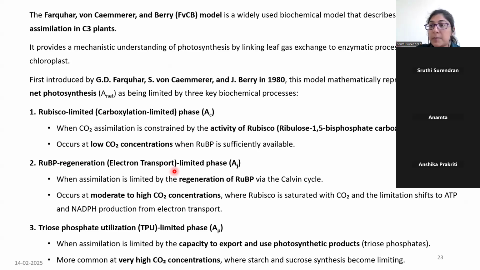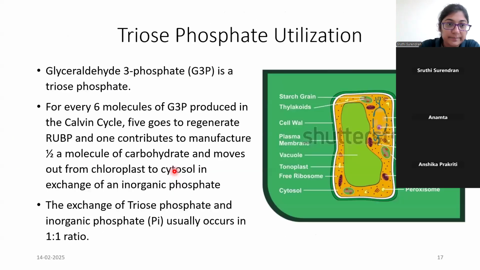So if this RuBP regeneration is not occurring, or if the rate of RuBP regeneration is less, then ADP is not being produced, and again the ATP production during the light reaction is not going to happen. So you need to link the light reaction and the Calvin-Benson cycle here. So maybe I'll take you back there.